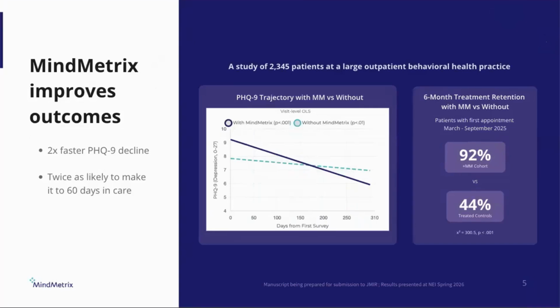In a study of over 2,300 patients at a large outpatient behavioral health facility, patients who completed MindMetrix at the start of treatment showed PHQ-9 scores declining about twice as fast and were more likely to remain engaged in treatment at 60 days compared to their control counterparts. Clinically, this makes sense. When clinicians have a clearer picture earlier, treatment planning can become more effective sooner, and patients start feeling better sooner and feel more connected to care.